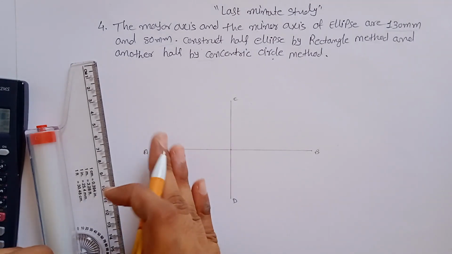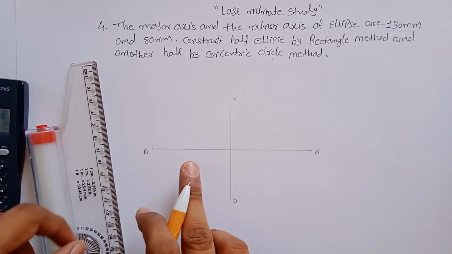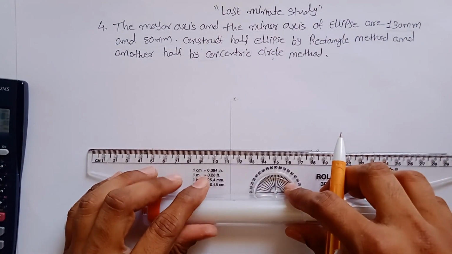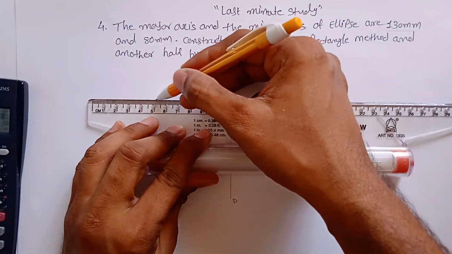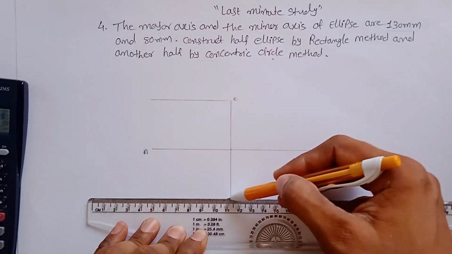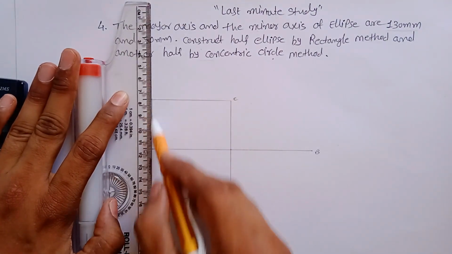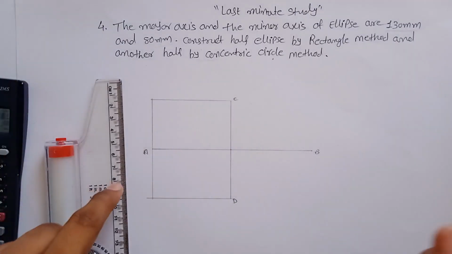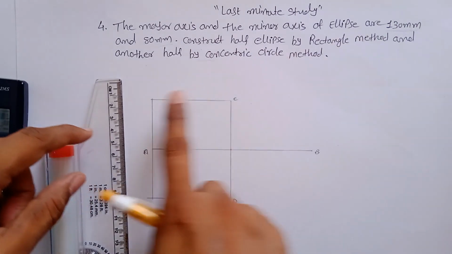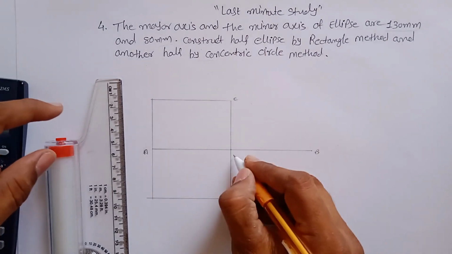Now we are going to construct this part by the rectangle method and this part by the concentric circle method. So to construct an ellipse by using the rectangle method, obviously we have to construct a rectangle. So draw a rectangle from this direction, like this and this, and draw parallel lines from point A. If they ask to draw an ellipse by using the rectangle method, you have to draw a full rectangle which can occupy this B as well.